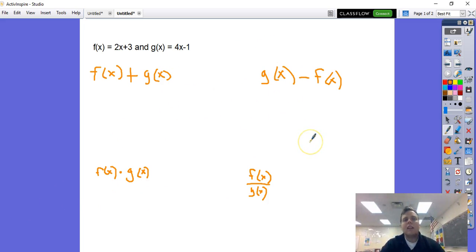So just as you can add, subtract, multiply, and divide numbers, you can add, subtract, multiply, and divide functions. So we're just going to make sure we understand how to do that.